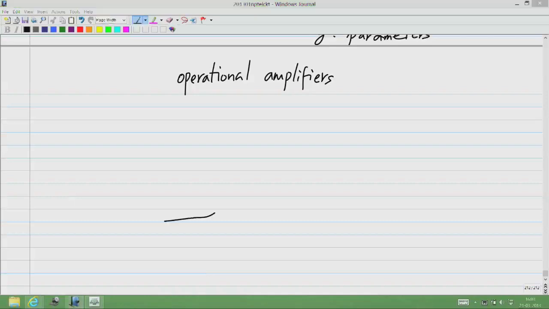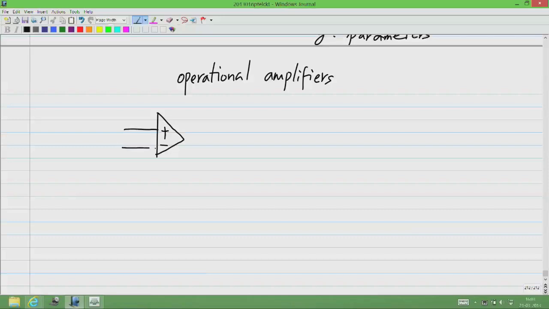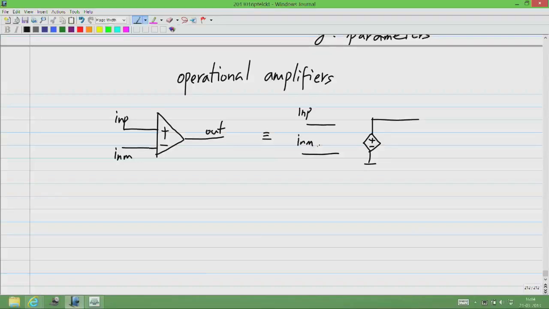Now, what is an operational amplifier? It is just a voltage controlled voltage source, and because it is a block that is used so often, it has a symbol of its own, which is given by this. This is really equivalent to, I'll call this in P for positive input, in M for negative input, and out. And this is equivalent to in P and in M and a voltage controlled voltage source.